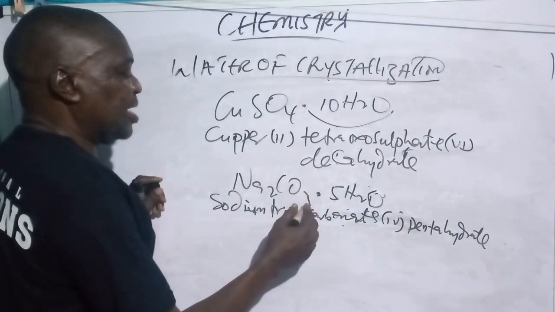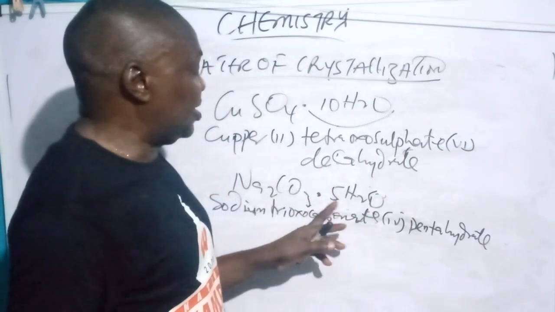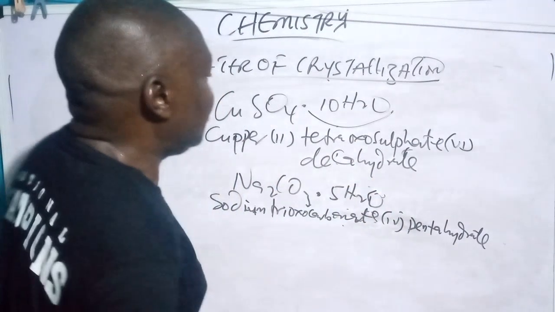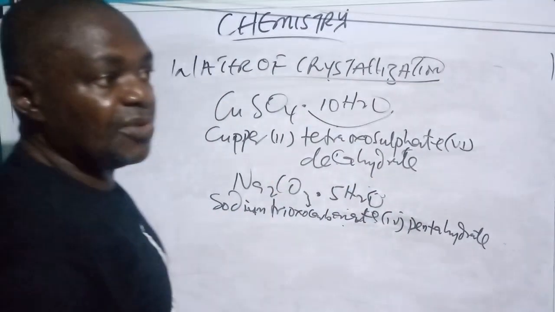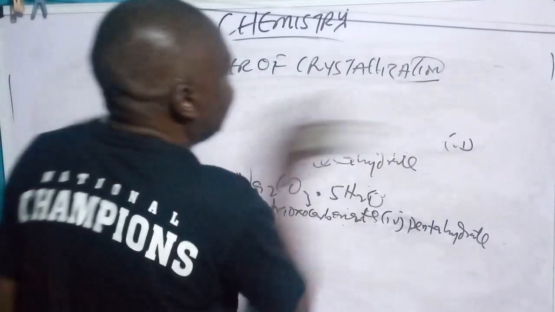Remember, the water of crystallization is loose, so it can easily be driven off when heated. When it's 1, mono. When it's 2, di. When it's 3, tri, and so on and so forth. Remember the one we said in our previous video, decahydrate is 10. So that is that on water of crystallization.